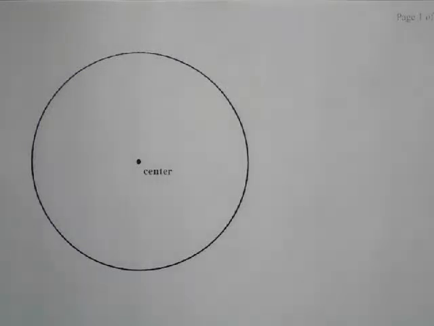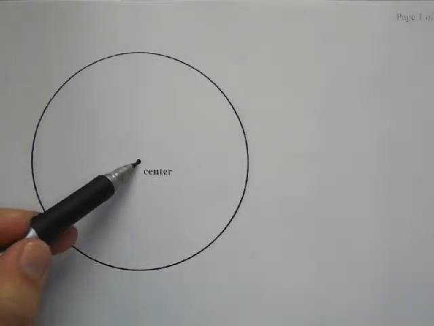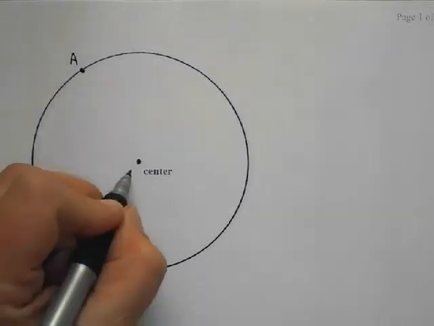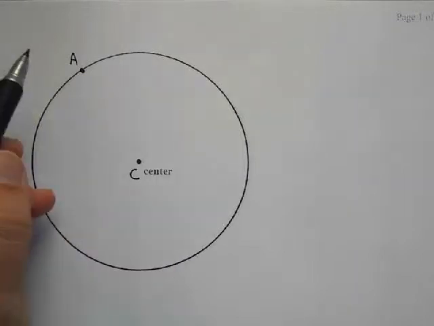In today's lesson, we are going to talk about parts of circles. A circle is a set of points equidistant from a point called the center. So the center of your circle would be right here. And then if we place any point on the circle, we can call it point A. Let's call our center C.